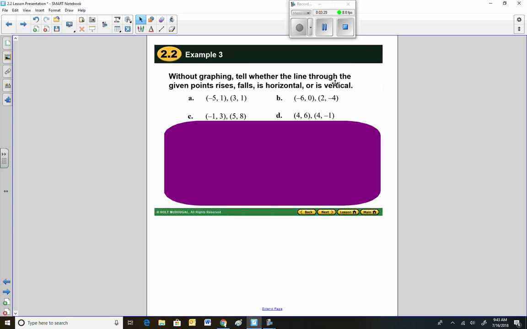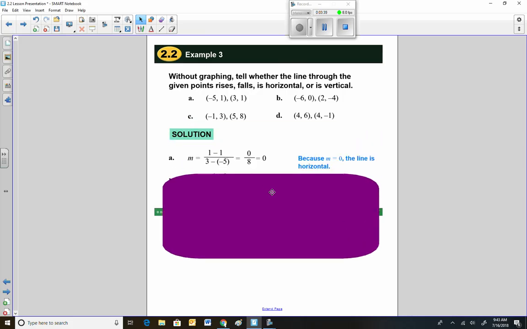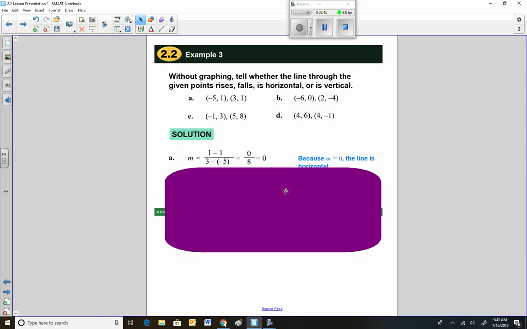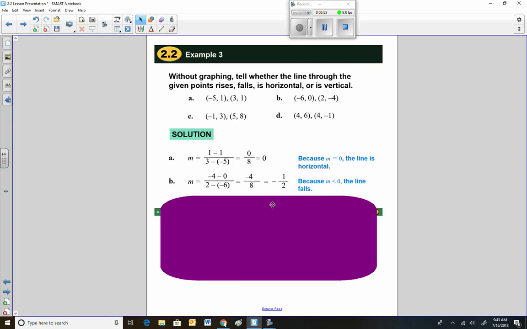Without graphing, tell whether the line through the given points rises, falls, is horizontal, or is vertical. So first of all, find your slope. For A, we find that the slope is 0, which means it's flat. It's not undefined, I'm so sorry. It just means it has a 0 slope because it's going to go straight across the page. Part B, we find the slope -1/2. Negative means it's going downhill, it's falling.